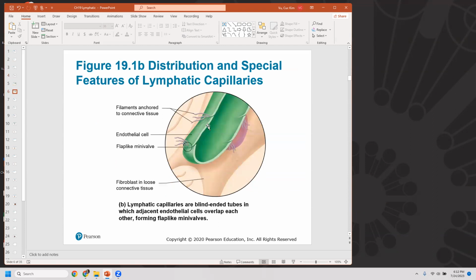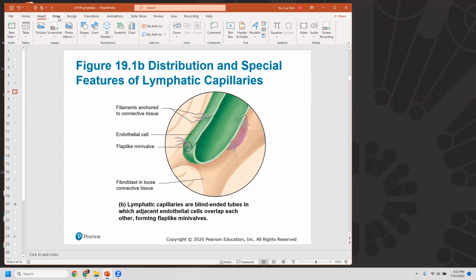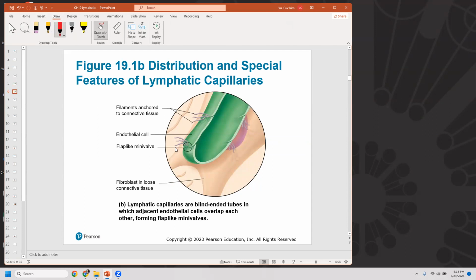Here we go. So here you can see there's one endothelial cell, there's another endothelial cell, and another, and so on. If this was a blood capillary, you would find the ends merging together or connected through junctions, right? But here you can see that they don't connect to each other. As a matter of fact, they fold over each other. That flap-like mini valve allows fluid and substances to enter in, but not go out.